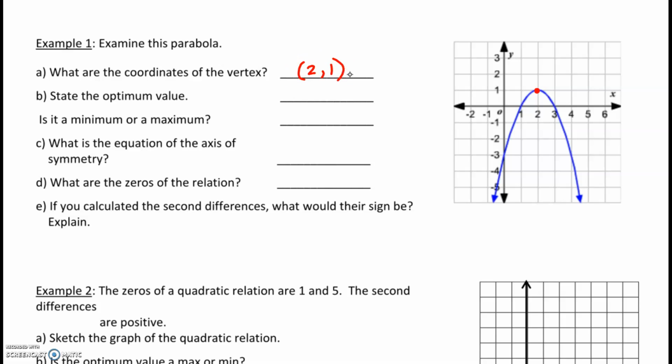Okay, so that's the vertex. Next, we'll state the optimum value. So the optimum value we learned is going to be the highest or lowest y value of the vertex. So in this case, the optimum value is 1. And we have to define, is this a minimum or a maximum? Because the parabola is opening down, it's the highest possible value, so we call this a maximum.